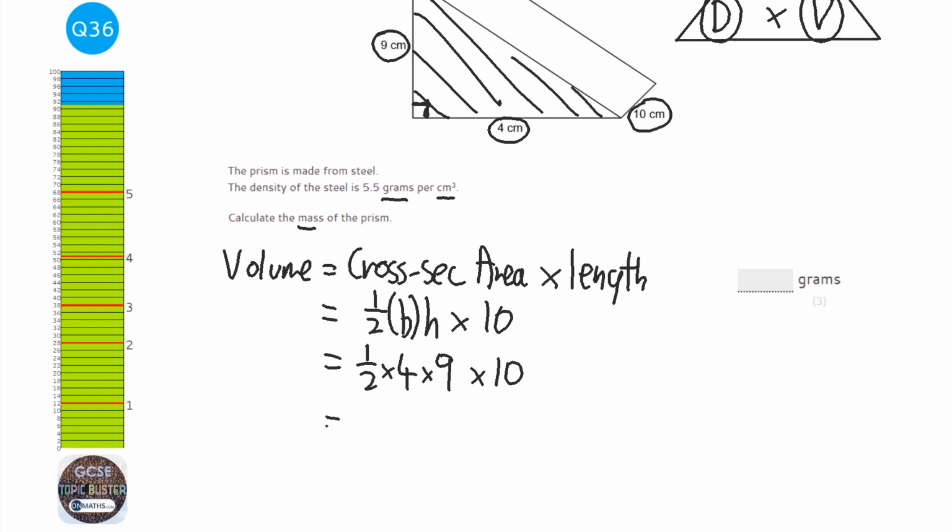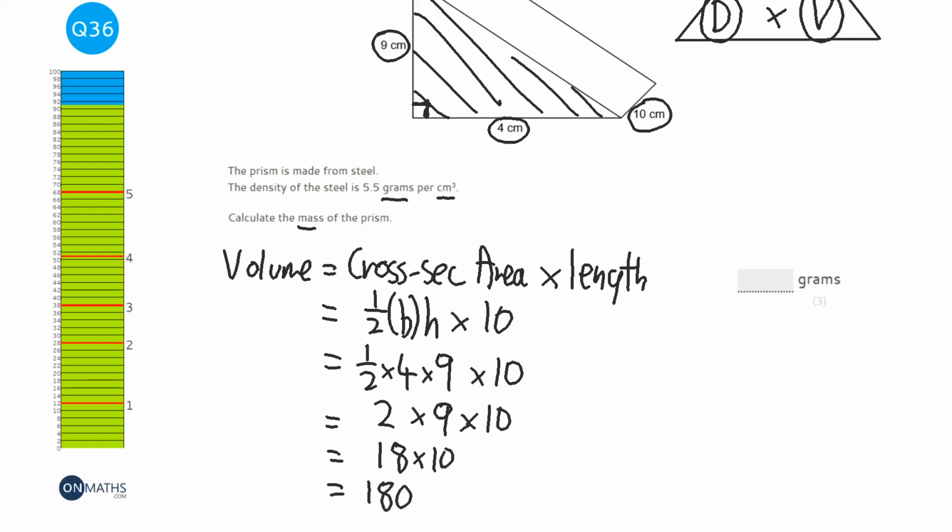Now, what I can do here is something quite sneaky. What I can do is half times the 4 to get 2, and that saves me timesing some big numbers together just to halve it. So 2 times 9, which is 18, times 10, which is going to be 180, or you can just type it into the calculator if it's on the calculator paper. Okay, so that is in centimeters cubed, because every unit is in centimeters, and make sure you check that.